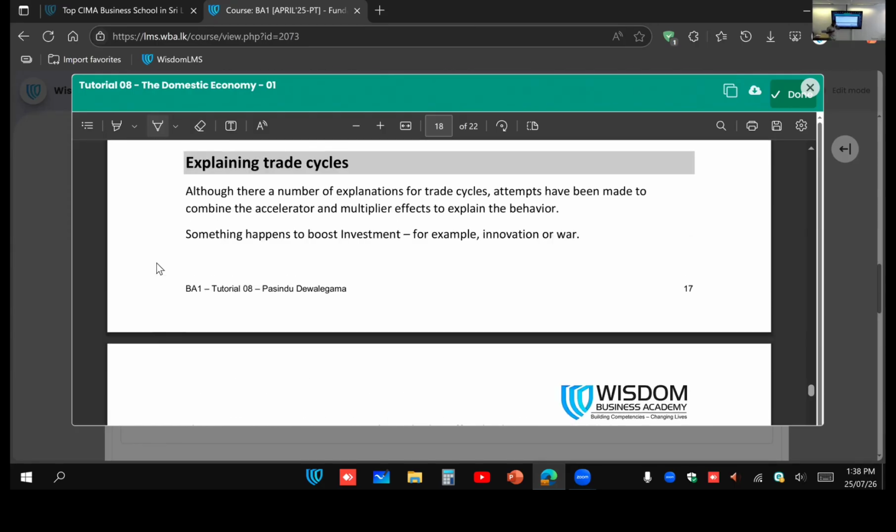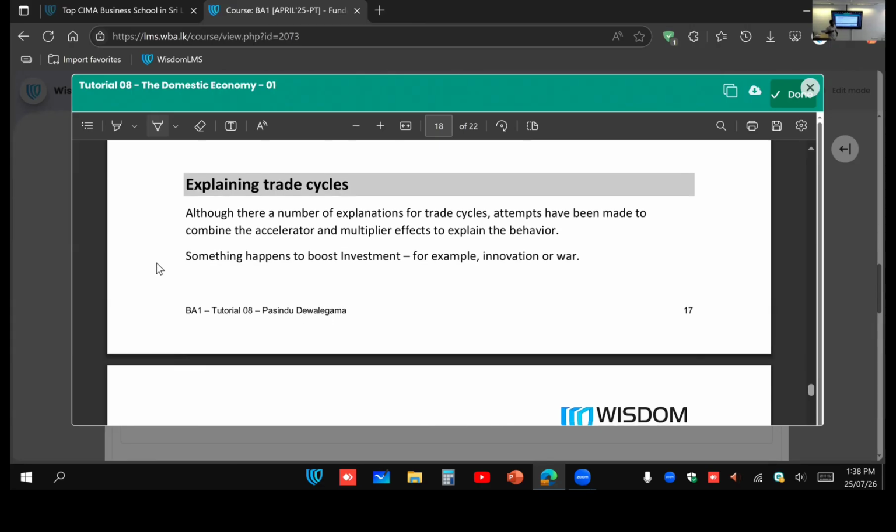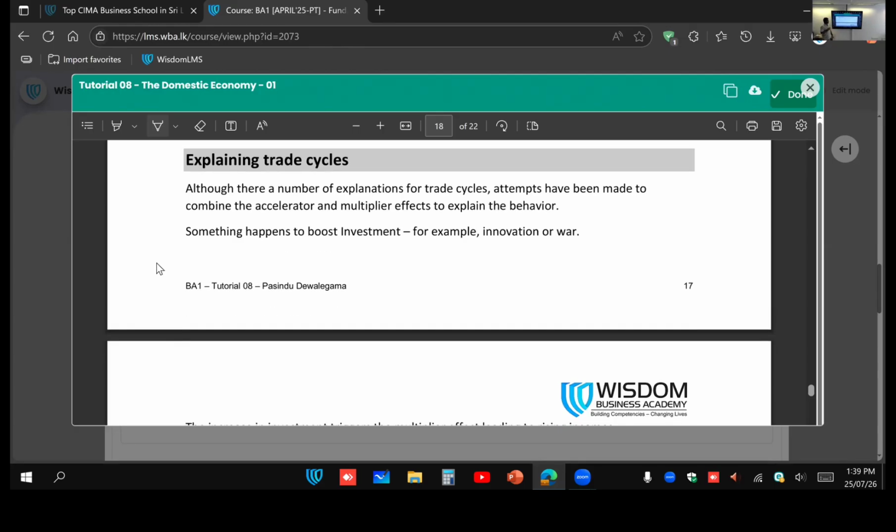Then the maths part comes in, investment appraisals and everything, right? So about trade cycles. Trade cycles are basically 4 stages, and you have to remember that the government has 2 basic intentions, as I say. Although there are a number of explanations for trade cycles, attempts have been made to combine the accelerator and multiplier effects to explain the behavior.